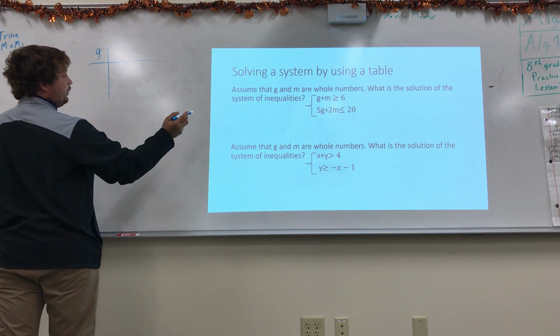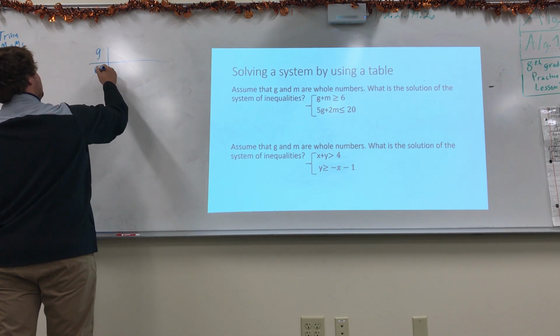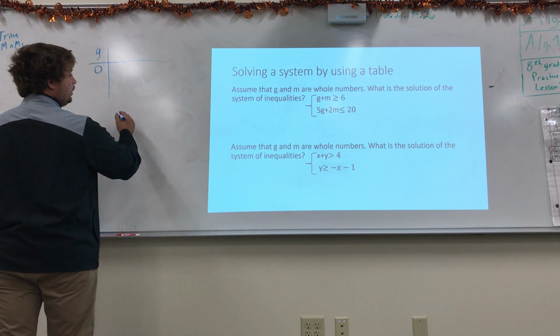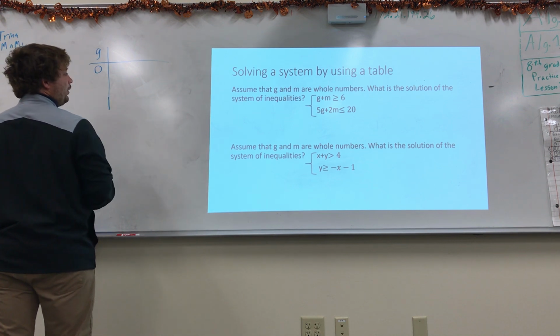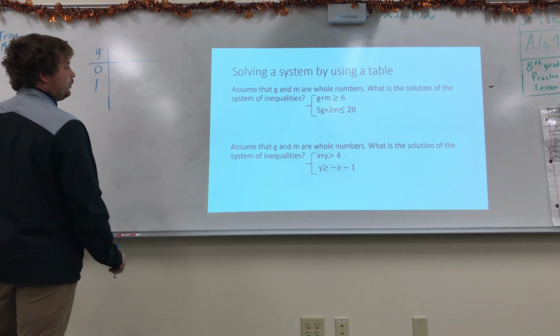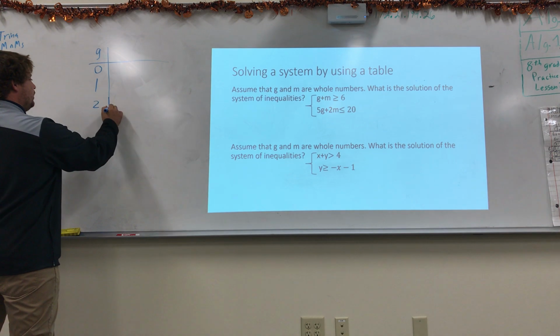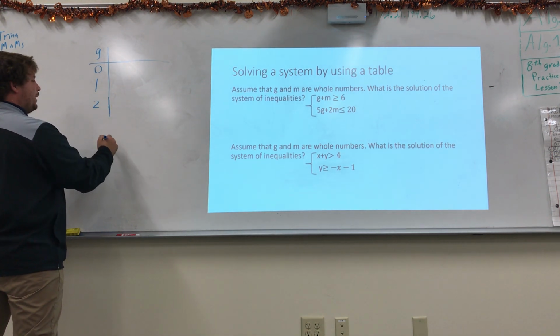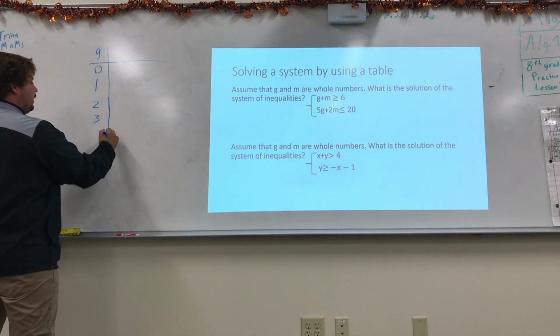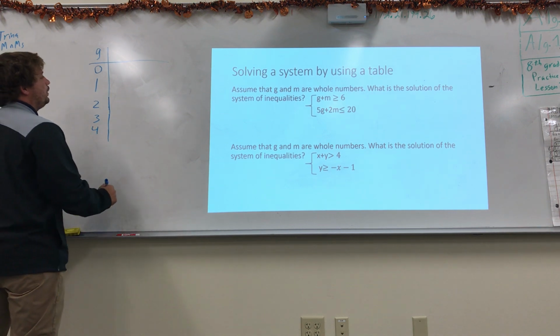Well, if I put in 0 for G, will that make this statement true? Possibly. If you're just looking at the G and not the M part, that would still be true. I could try 1. 1 would still be true, 5 would be less than M. 2 would work because 10 would still be less than. 3 would work because 15 would be less than or equal to 20. And 4 would work just because it's equal to.